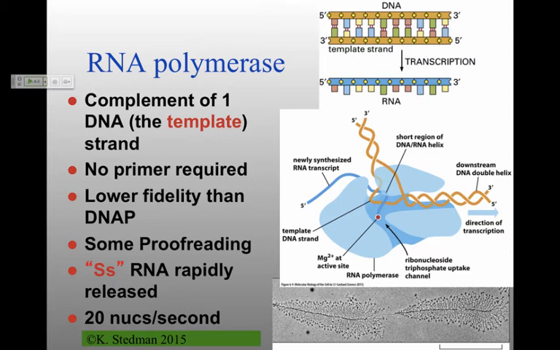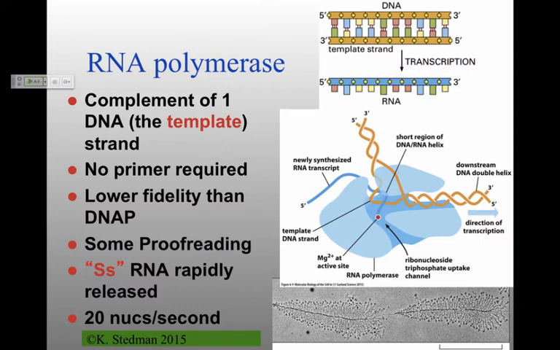There's a little bit of proofreading. In fact, people just found this out in the last couple of years, that if the wrong base gets incorporated, then it will get hydrolyzed, and then the RNA polymerase will extend. It's not a separate proofreading domain, however. This all happens at the active site in the polymerase, which is right down here in this cartoon model of what these guys look like. We'll see an actual higher resolution image in just a second here.